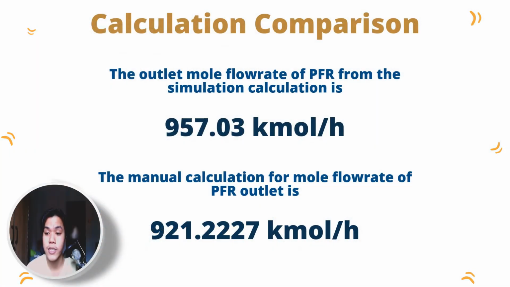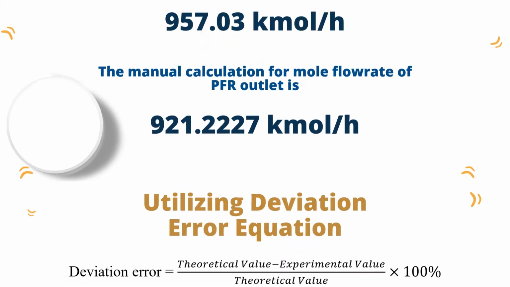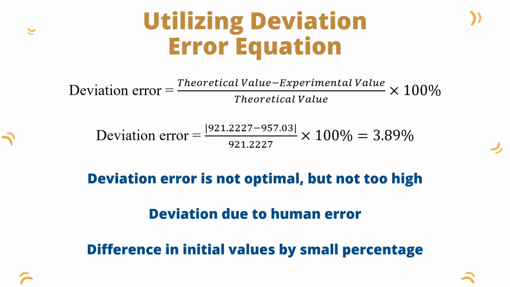Next is the calculation comparison. Now, the main calculation focused here is the mole flow rate, the outlet side of the PFR, because this indicates the performance of the reactor the best. Now in the simulation, it gives 957.03 kmol per hour. However, the manual calculation shows 921.2227 kmol per hour. Utilizing the deviation error equation will give a 3.89 deviation error.